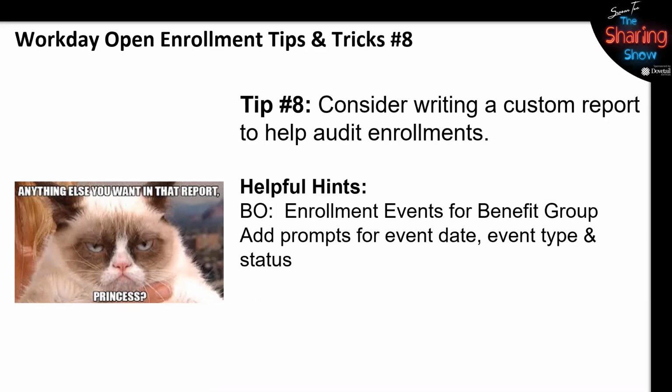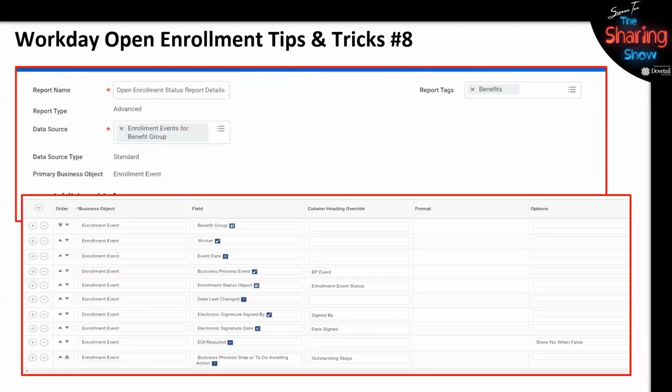A good business object to use is enrollment events for benefit group. And you can add prompts for the event date, the type, and the status. Here's a quick screenshot of a sample custom report. You can see that you can add fields for the electronic signature, who signed it, when it was signed, if EOI was required, and also any other business process steps or to-dos awaiting action. So if you had added some additional steps to your business process, you can include that in your report to see what's still outstanding on your open enrollment.